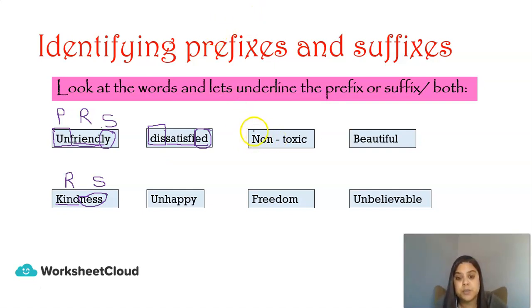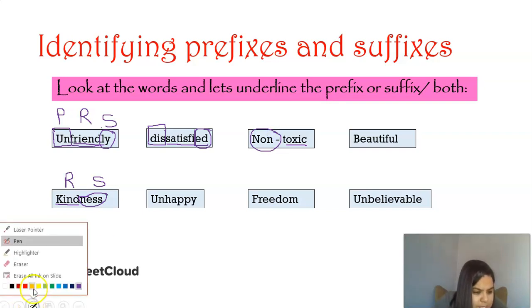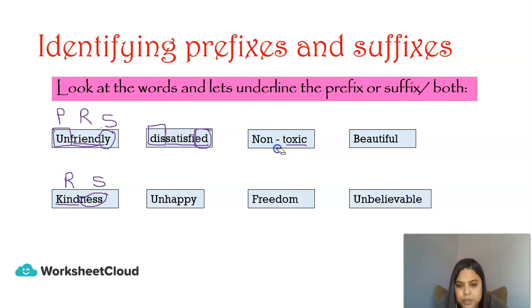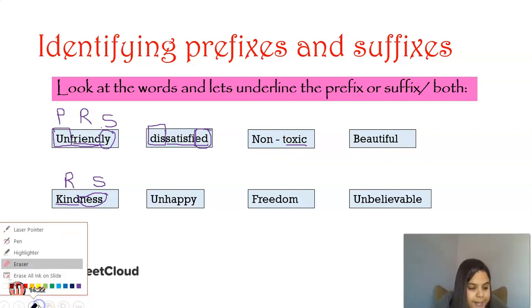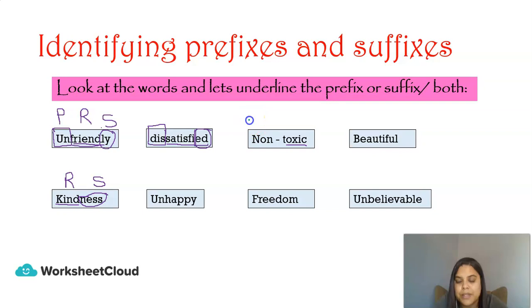So the meaning of the word completely changes once I have identified the prefix and the suffix. Non-toxic. This one seems to be pretty easy because my root word is toxic and my prefix is non. You see how I keep making mistakes because I said I'm going to draw a square or a rectangle around my prefix. So non would be my prefix. Then beautiful is easier. So this word has a suffix, and the root word would be beauty, which is normally with a Y, and full will be my suffix.